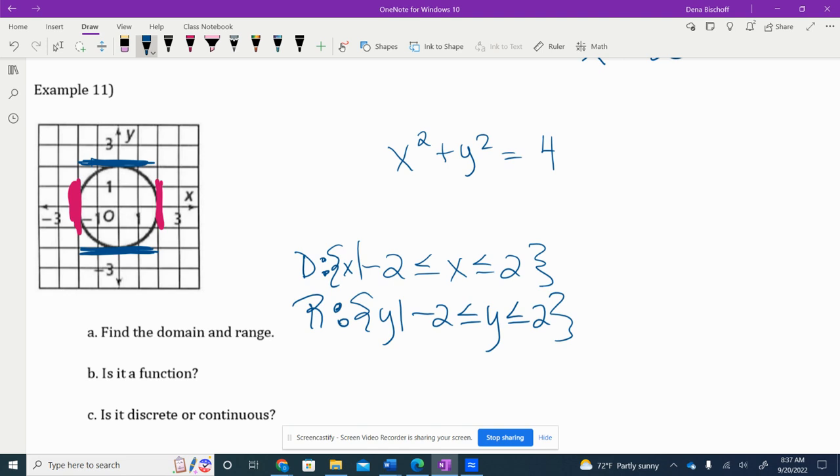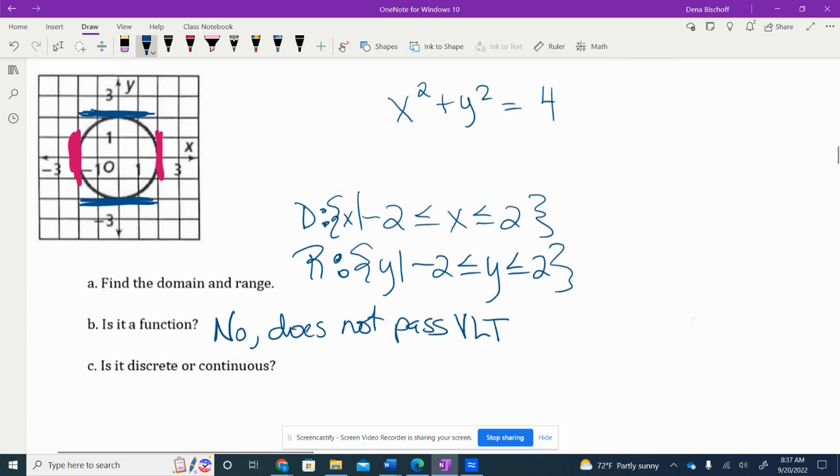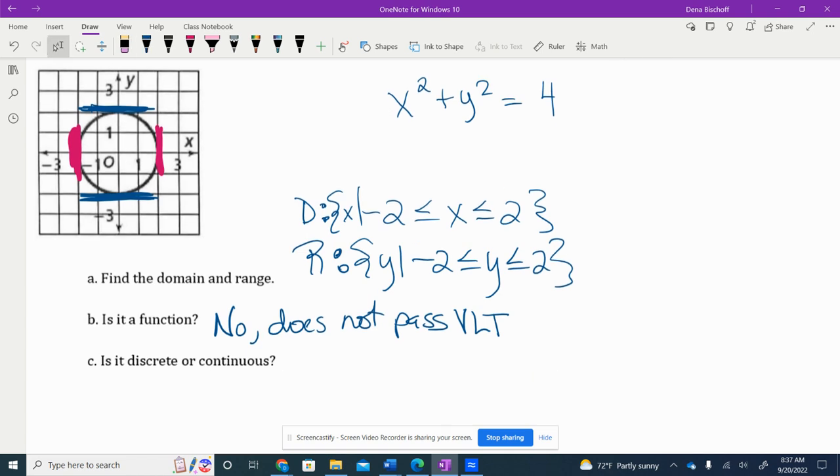Is this a function? I heard someone say no. Why? Does not pass the vertical line test. No. Does not pass VLT. Is this function discrete or continuous?